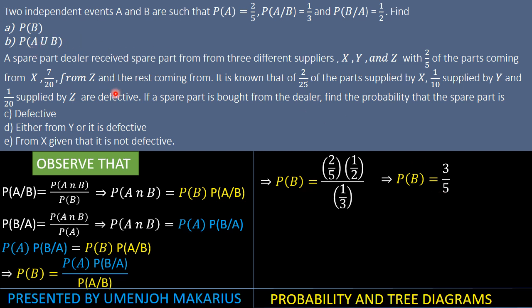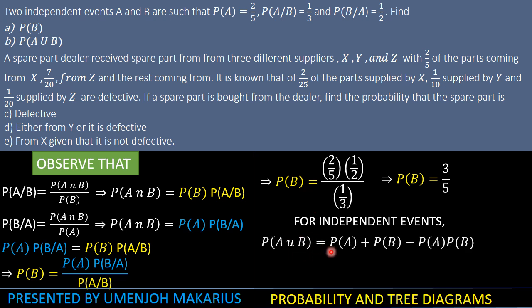Then the B part is saying that we should get the probability of A union B. So friends, we know for sure that for independent events, the probability of A union B is the same as the probability of A plus the probability of B minus the probability of A times the probability of B. Great. We have the probability of A times the probability of B because for independent events, the probability of A intersection B is the same as the probability of A times the probability of B. That's why instead of the probability of A intersection B, we rather have the probability of A times the probability of B. Great.